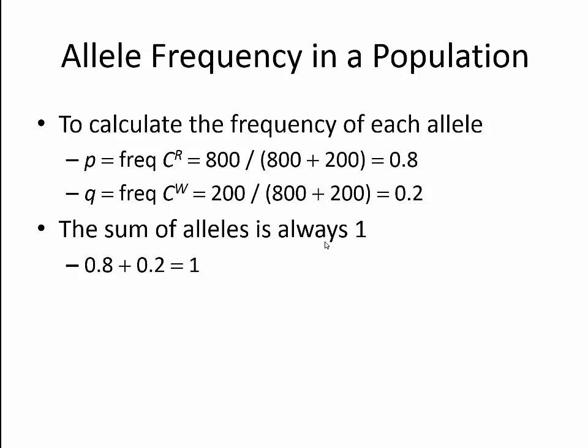And then we calculate the frequency of the white allele. That would be Q, and that's 200 divided by 800 plus 200, which gives us 0.2. And so the sum of the alleles is always equal to 1, which is 0.8 plus 0.2, which is 1.